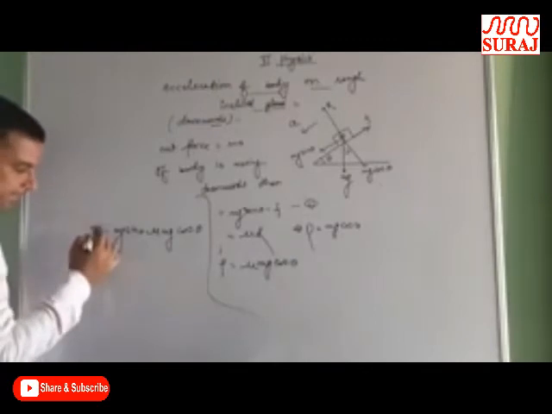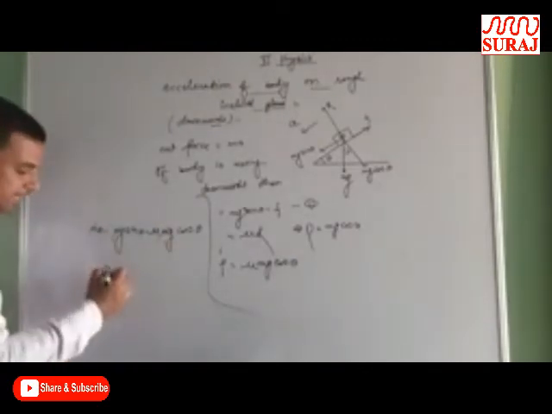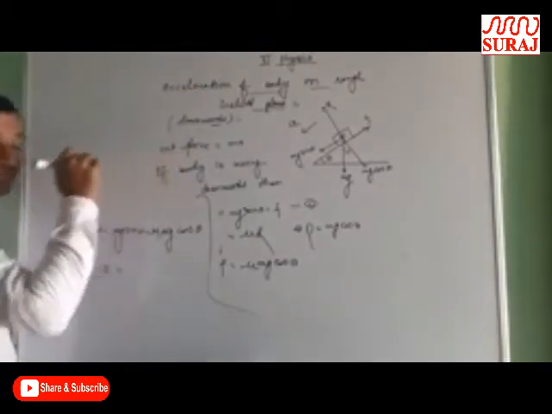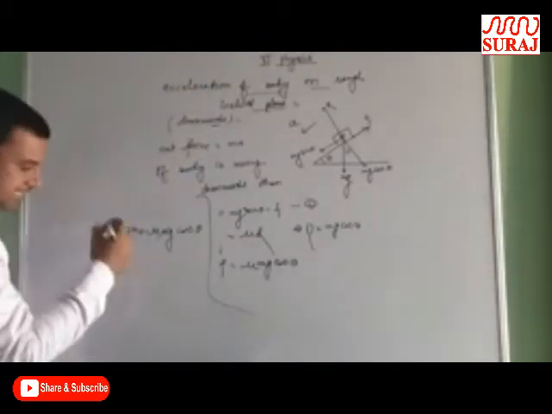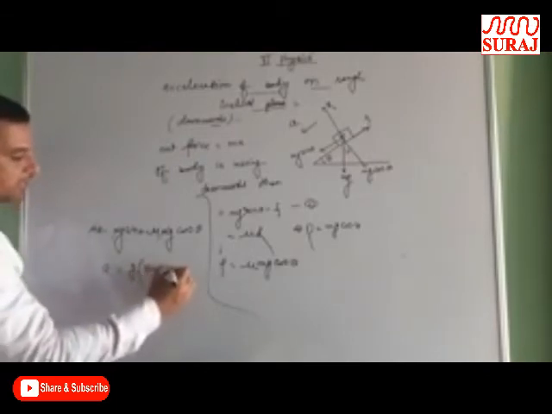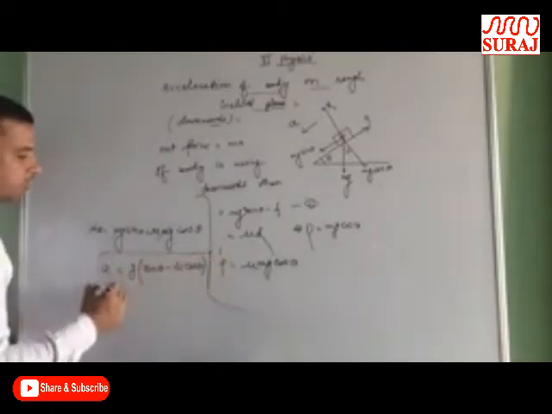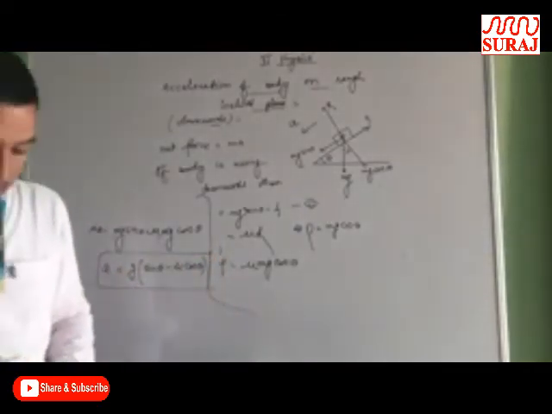Then cancel out m on both sides, we get the acceleration of the body on the rough inclined plane when moving downwards. Acceleration is equal to g taken as common, we get sin theta minus mu cos theta. This is the acceleration of the body when moving downwards.